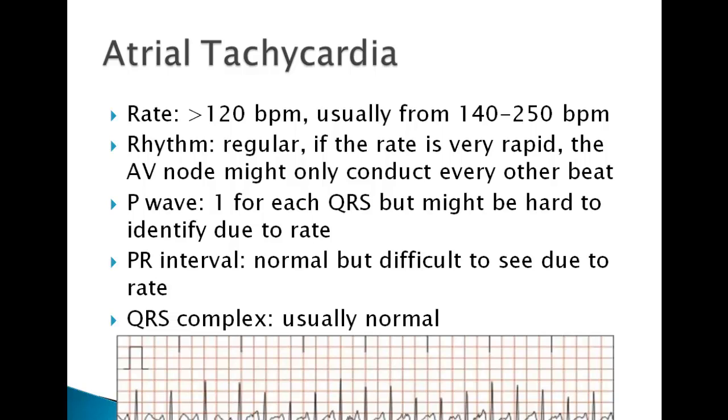Next is atrial tachycardia. So the rate is greater than 120 beats per minute. It's normally very fast. It can get up to 250 beats per minute. The rhythm is regular, but if the rate's very rapid, the AV node might not conduct every beat. So you might not necessarily see a QRS for every P, depending on if it's conducting everything. The P wave, there's normally one for each QRS, but it might be hard to identify, again, due to the rate. The PR interval is normal, but might be difficult to see due to the rate. And the QRS complex is usually normal as well.